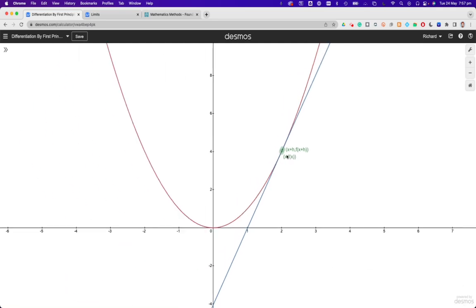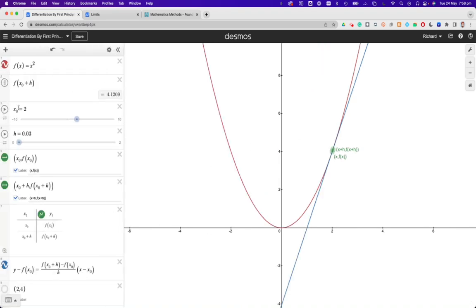I hope you can see that probably the most obvious thing to do would be to keep on sliding it until h was 0. Because if h was 0, there'd be no gap between these 2 points, and if there's no gap between these 2 points, then we would say the gradient would be at that point. So I'll slide this to h equals 0. You can see it here if it's easier: h equals 0.03, 0.02, 0.01, 0. Great.